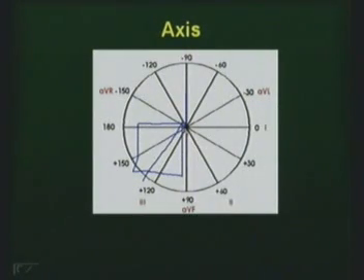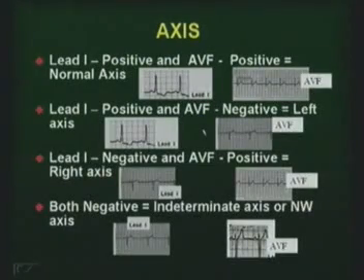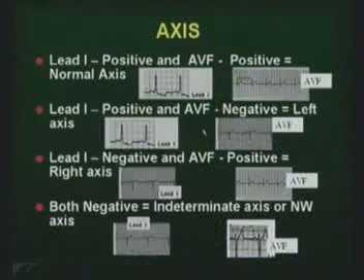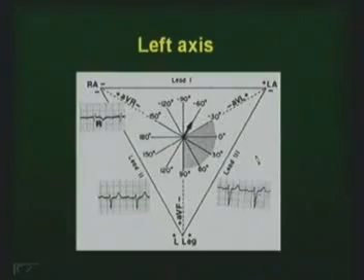If you've got this also negative and this also negative, it is called indeterminate or northwest axis. Like in ventricular tachycardias, we say there's a northwest axis which goes in favor of that, right? So 1 and AVF are something which you look at. Even if you don't know more than that, you will be able to calculate the axis of the ECG. So this is an example of the left axis where you've got 2, 3, AVF as negative. So you've got an RS complex in a left axis situation.